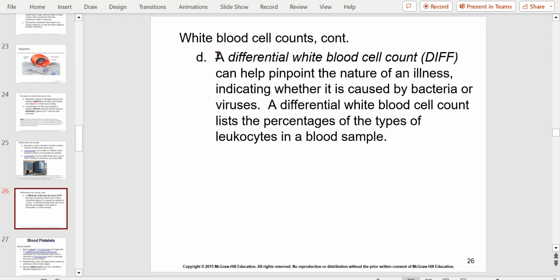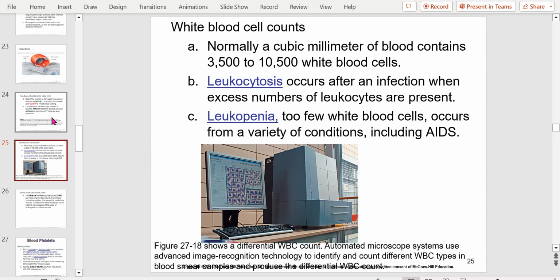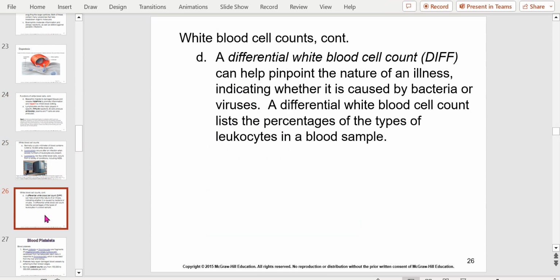Moving on, just continue on here with the blood cell count. A differential white blood cell count, also known as DIF, can help pinpoint the nature of an illness, indicating whether it is caused by bacteria or virus. A differential white blood cell count lists the percentages of the types of leukocytes in a blood sample. So just based on their different function, whether it's going to go after bacteria or not, we should be able to tell by the different levels of WBCs in the blood.